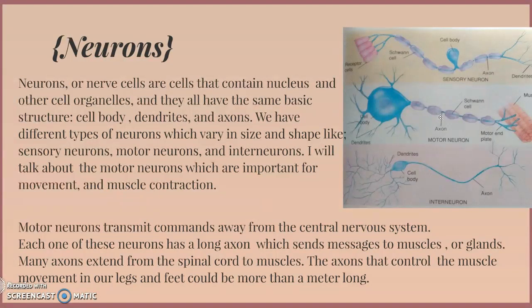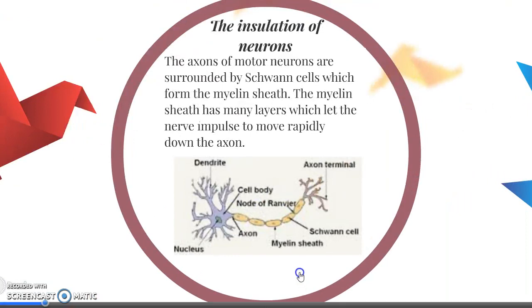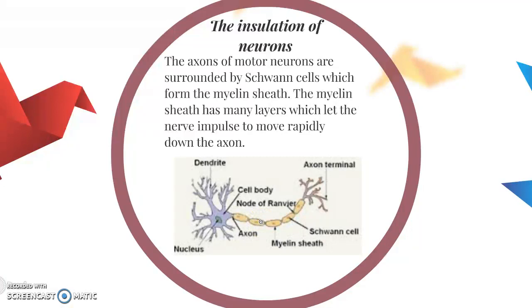And we could recognize that the axon could be 1 meter in length, specifically the axon that controls the muscle movement in our legs and feet. Okay, and here are the terminal ends which are attached to the muscle itself. Here you could recognize the Schwann cell or the myelin sheath. It is composed of lipid layers and they increase the resistance in this area. So when a nerve impulse passes through the axon, it passes very fast through the myelin sheath.